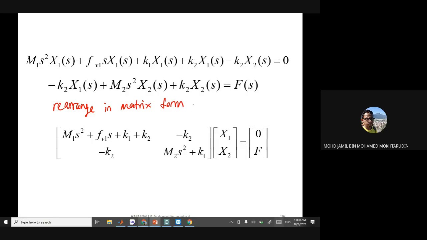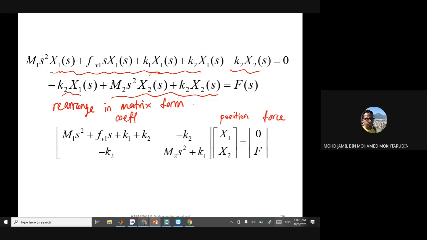After you have the equation of motion, you need to rearrange it in matrix form. In the matrix form, you have to arrange it such that this is the position. Basically, you need to separate x1 and separate x2, and then write in matrix form. So this is the position, this is the force, and this is the coefficient. Arrange them in matrix form.